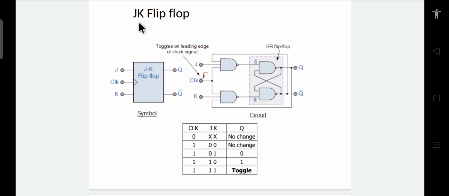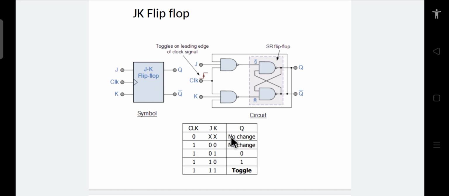We don't know the reason why J and K are used, because for the SR flip-flop, S and R stand for set and reset. For the D flip-flop it was data flip-flop or delay flip-flop. For the JK flip-flop there is no known reason why they are called J and K, but this is the modification, and in this modification these gates are 3-input AND gates. This is the symbol for your JK flip-flop.